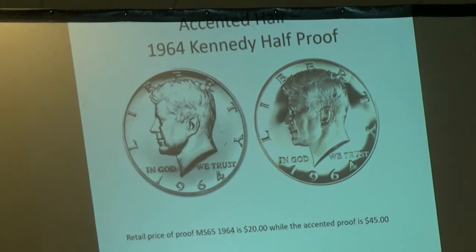Now these are still pretty reasonable. You can get one in MS-65. The regular 64 proof for about $20, but the accented proof is worth about twice as much, $45.